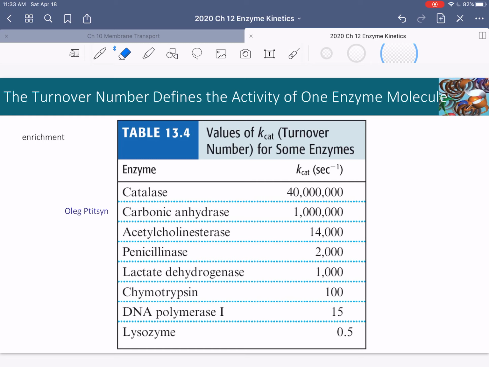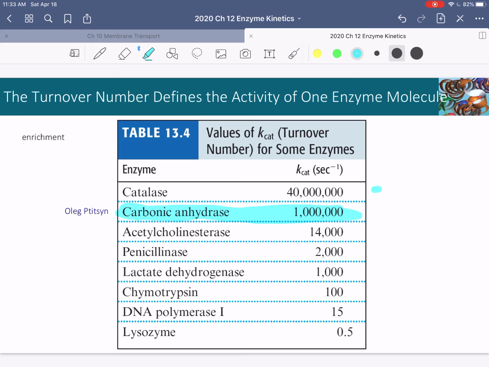However, carbonic anhydrase has a very high turnover number. And in this case, a large number means a large conversion of substrate to product per second. So carbonic anhydrase, which had a crappy Km, has an excellent Kcat. It's not as perfect as catalase. Catalase is a perfect enzyme because the only thing limiting it is how fast the substrate diffuses into the enzyme active site. So for a perfect enzyme, it's diffusion limited.